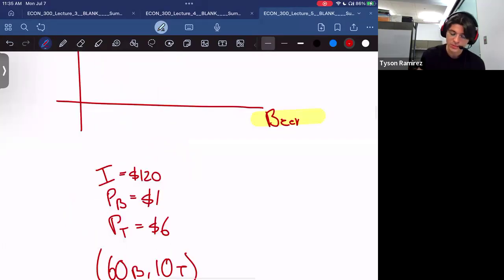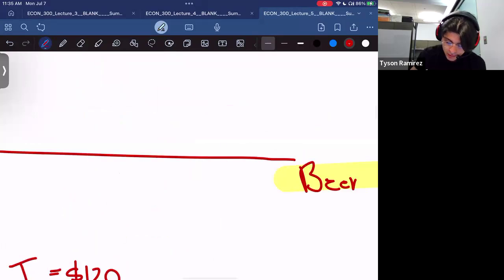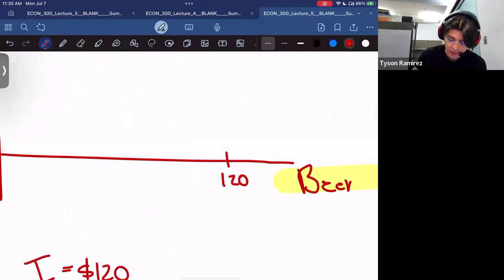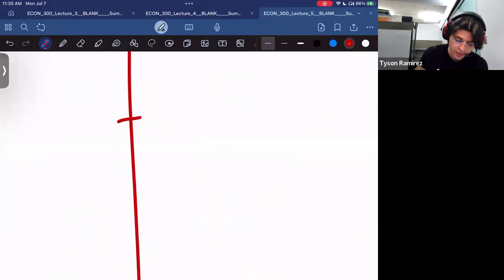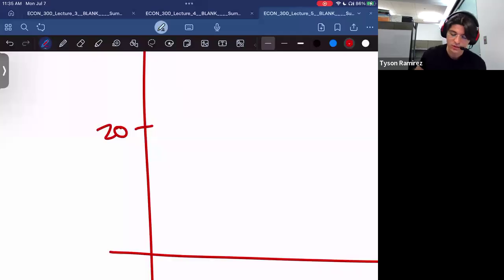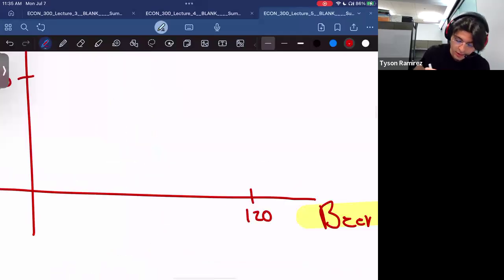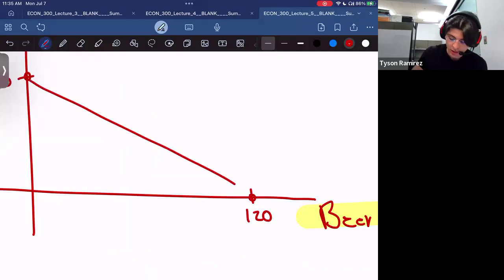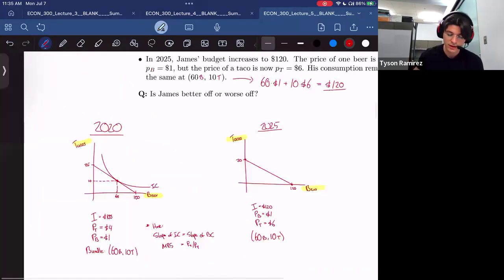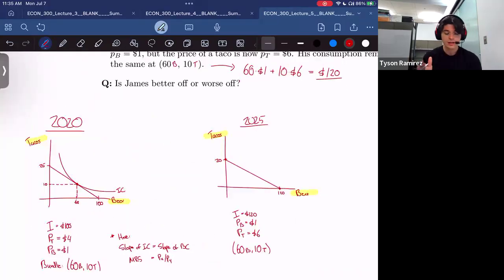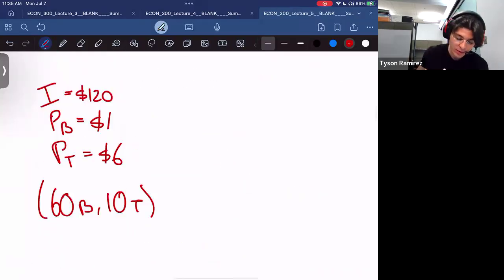Well, now we need to redraw the budget line. And we would see that we'd have a max of 120 beers now. But instead here, we would only have a max of 20 tacos now due to the price increase. Due to the price increase, we can only purchase a max of 20. And what do we see?